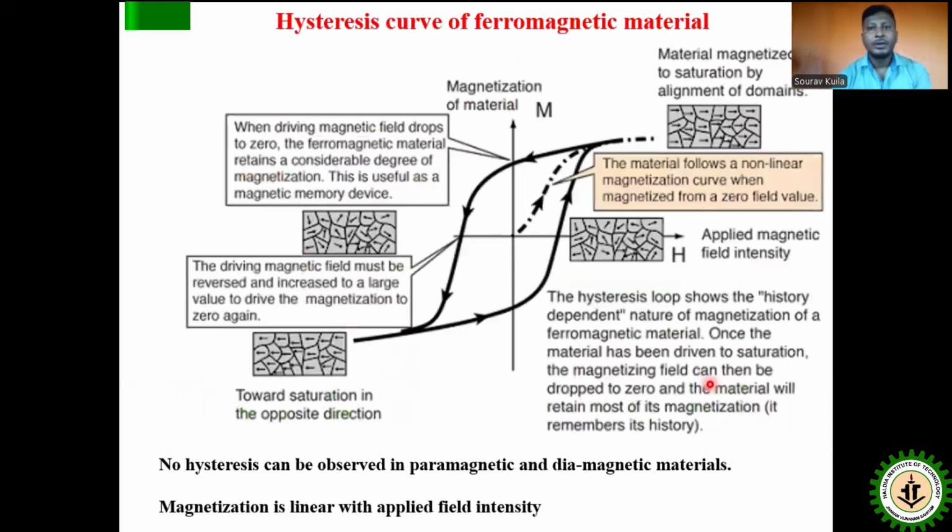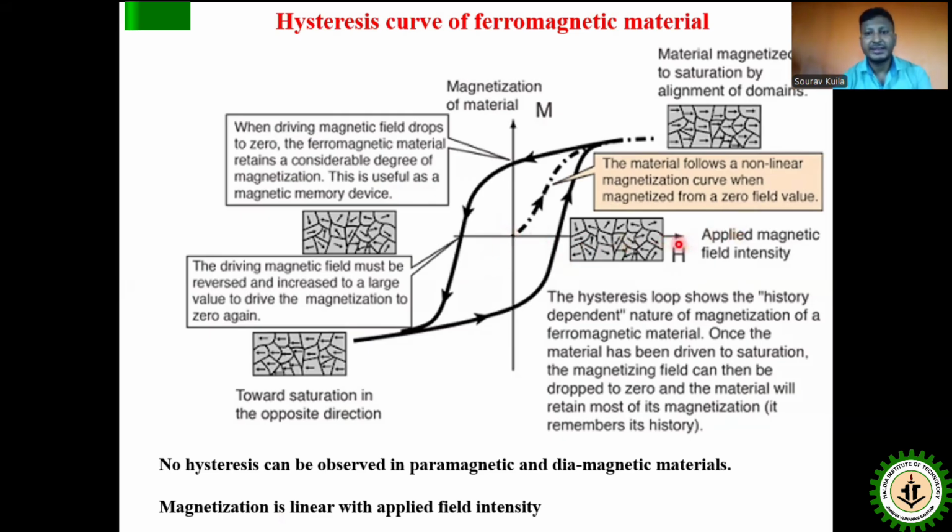In the case of ferromagnetic material, the application of an external magnetic field makes all the domains align towards the applied magnetic field. When you don't apply any magnetic field, you can see in this image all the domains are oriented randomly. Now you apply some magnetic field. The first one is the origin, when you apply zero magnetic field, and the net magnetic moment is zero.